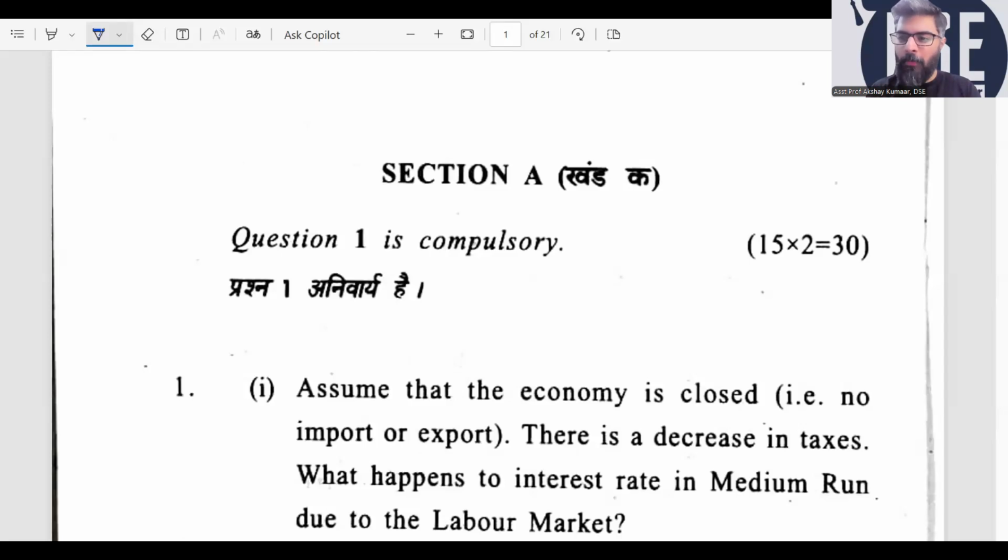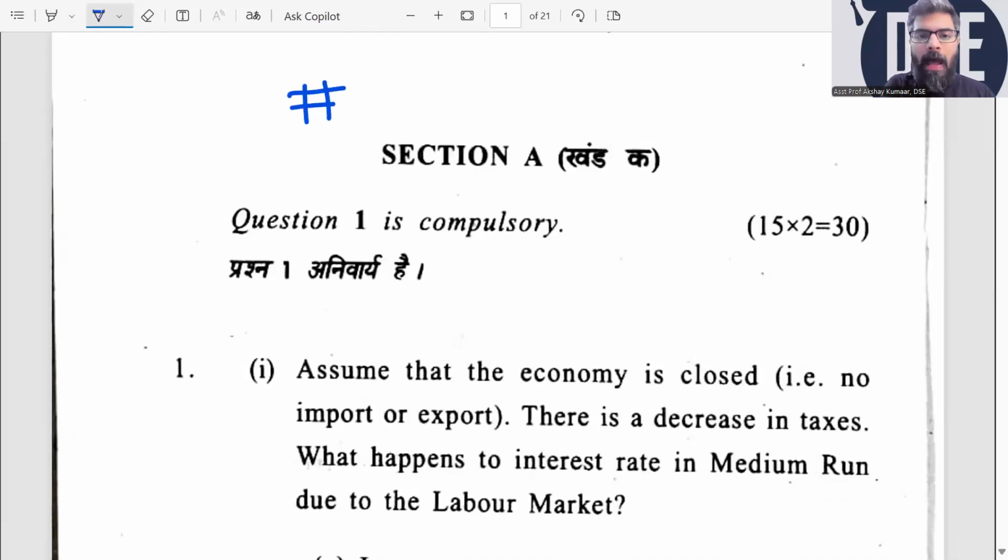Okay, I hope I'm audible to all my students who are attending this particular lecture for the Intermediate Macroeconomics Part 1 course. In this lecture, I'm going to start with the discussion of the 2023 question paper, which has come up at Delhi University for all those students who are pursuing economics honors. The name of the course is Intermediate Macroeconomics Part 1. Okay, so let's start with the 2023 question paper discussion.